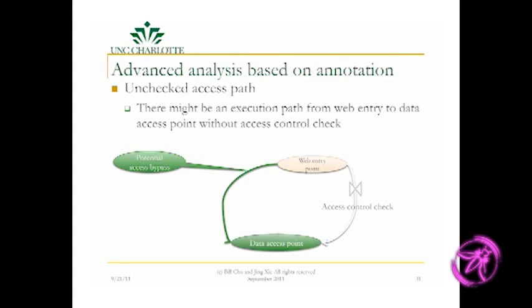But then we can do some path analysis in the code. If we find that there's another path on which there is no annotation at all, then we know for sure there's a broken access control. Because you told me this is where your access control point is, but I found another path on which you could get to the data. Certainly these analyses are not complete, but they are sufficient. What we find is probably bugs, but we cannot find everything, obviously.